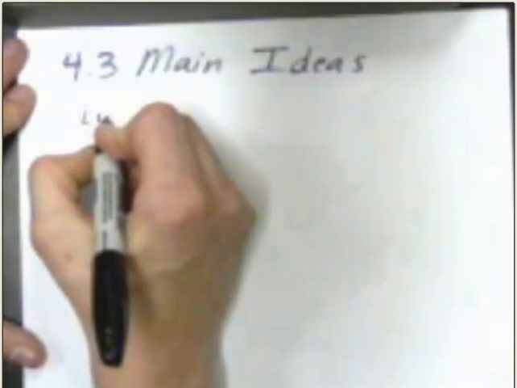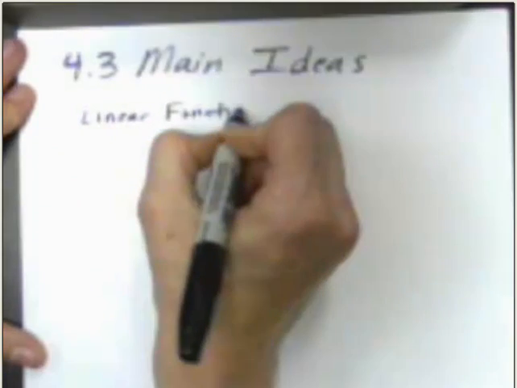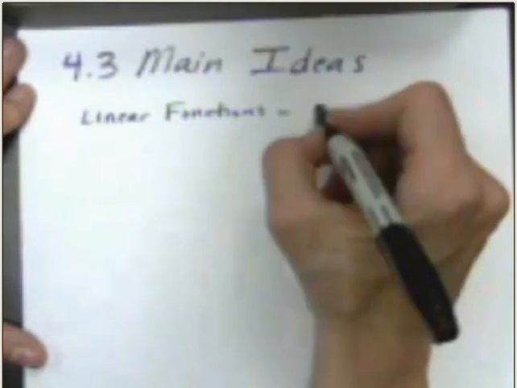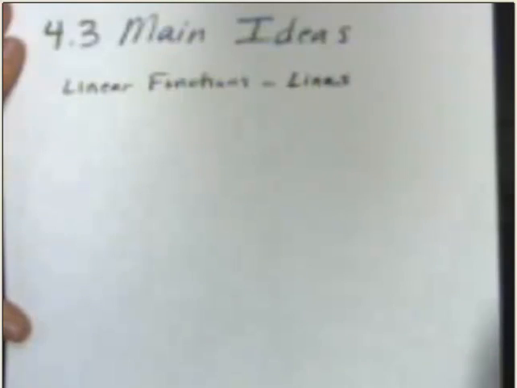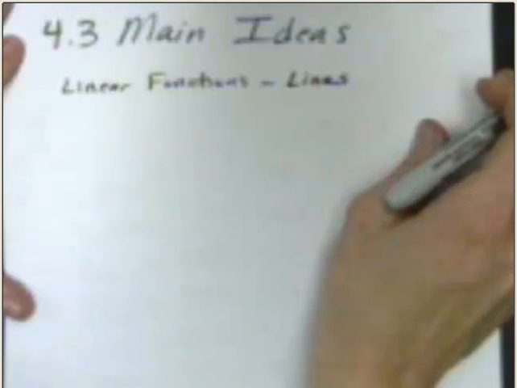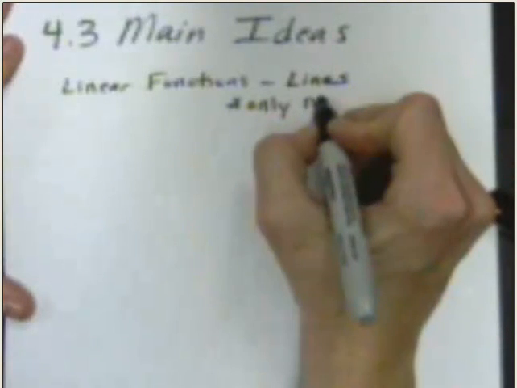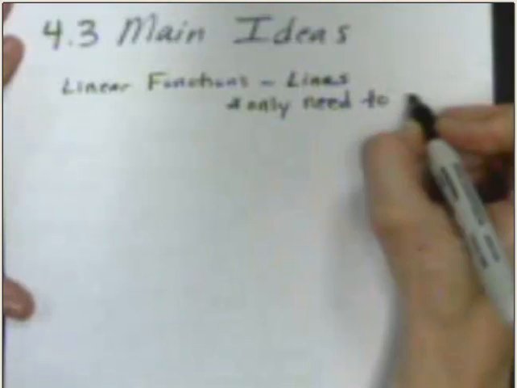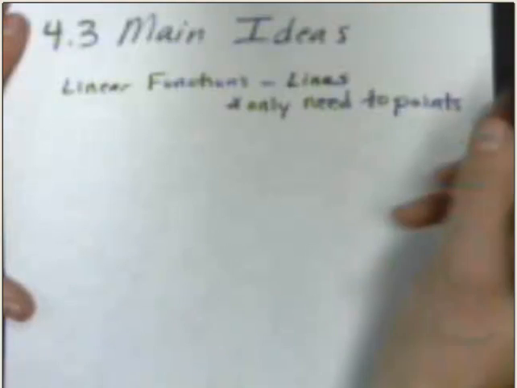So we said linear functions, they make a line. Okay, so they make lines. Because we know it's a line, it's going to have a consistent slope and all that jazz. All that you need are 2 points to graph any line.